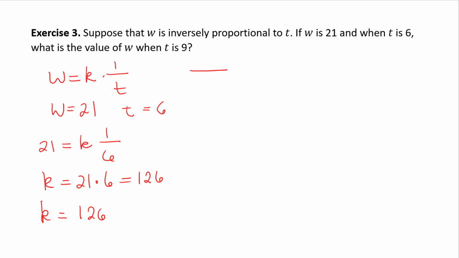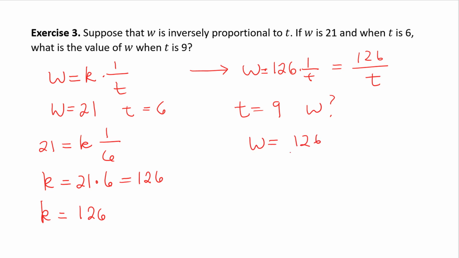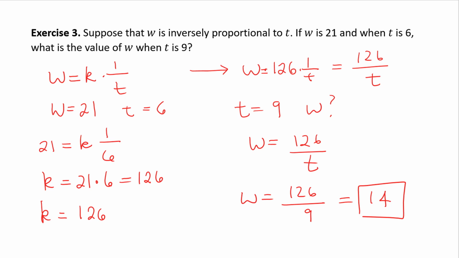The model equation then becomes w equals 126 times 1 over t, and you're welcome to write it as just 126 over t if you prefer. The question is, when t is 9, what is w? So we'll put those values into our model equation of w equals 126 over t. W is equal to 126 divided by 9, and this simplifies to 14.